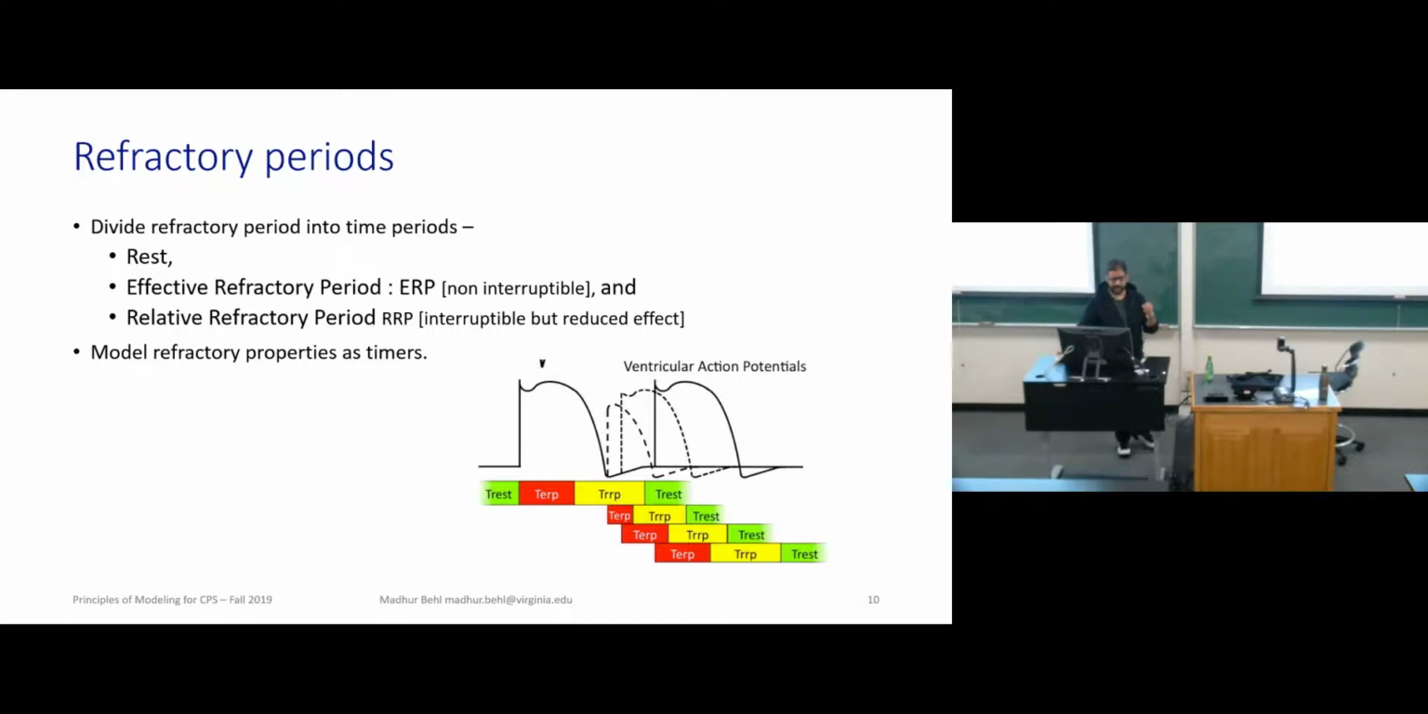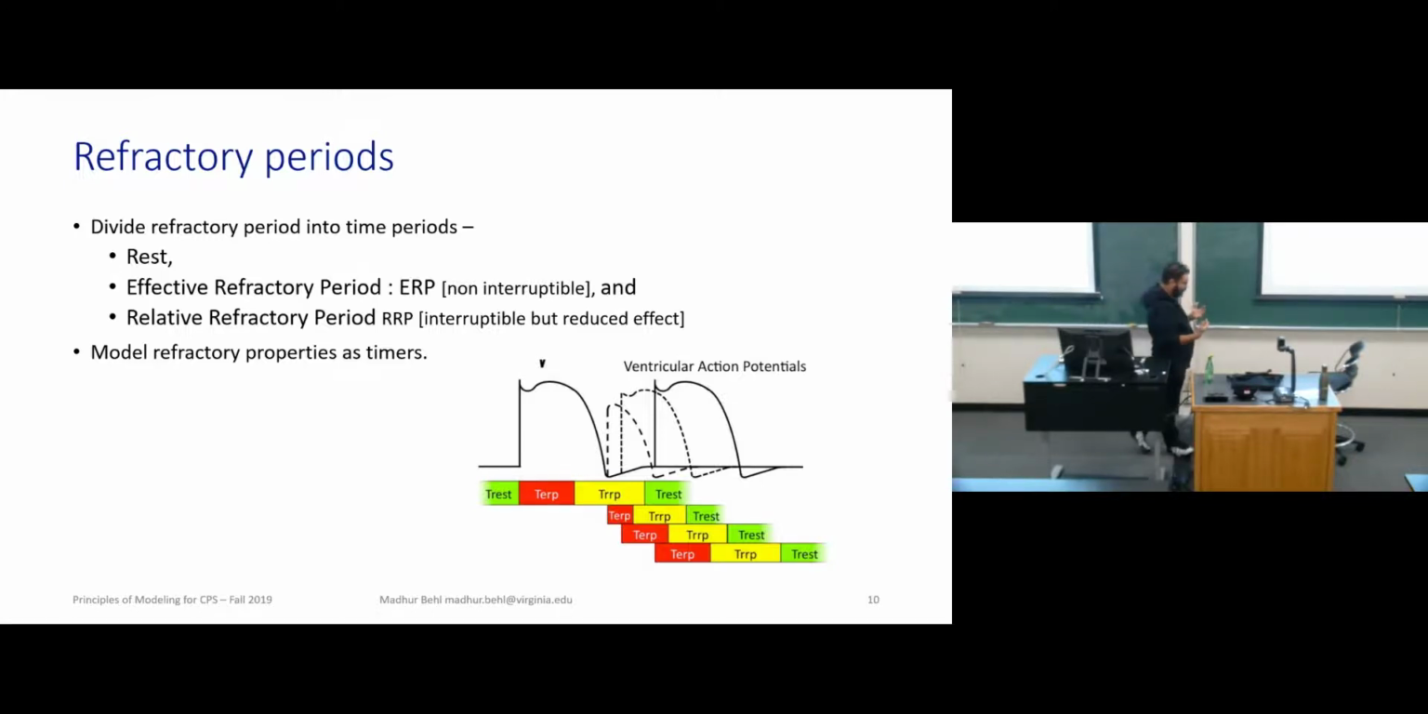However, the fact that relative refractory is an interruptible period, the difference is that if you get interrupted, if your neighboring cell depolarizes during this relative refractory period, we will have a secondary action potential, but it won't be as high as the first action potential. That's the only difference. Right?